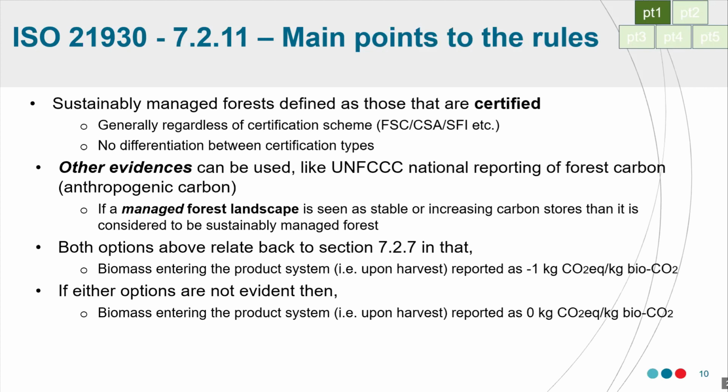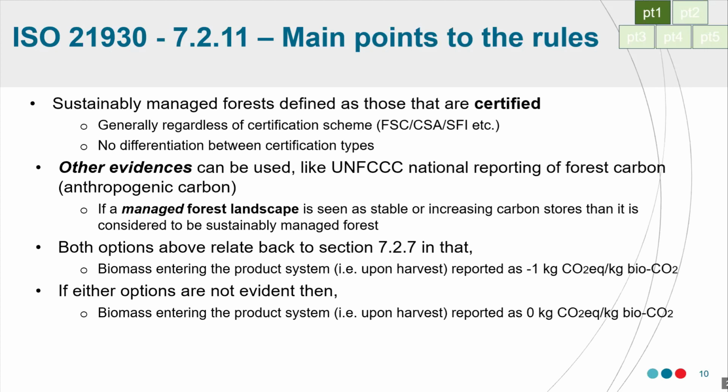Also, you can use other evidence such as national accounting of greenhouse gases in terms of the managed forest landscape. So if it's seen as stable or increasing in terms of net GHGs, then you could also use that as reasoning to say it's a sustainably managed forest. And so these are the types of rules that are in this ISO standard. And then if it's not certified and you don't have this other evidence, then you would posit that it's not sustainable, and you wouldn't give it a -1 when it's coming into the system.